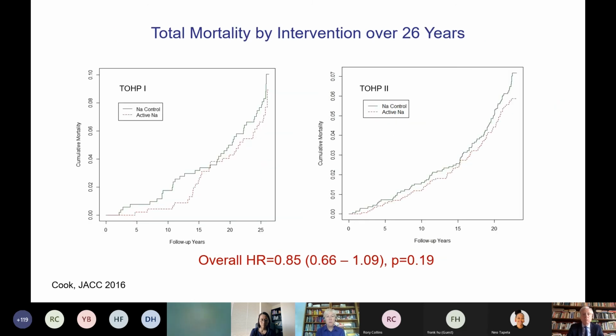And we also looked at total mortality over 26 years, and there was some reduction even in total mortality. The hazard ratio was 0.85. It wasn't quite significant. However, if this was true, then that's quite a sizable reduction in mortality.